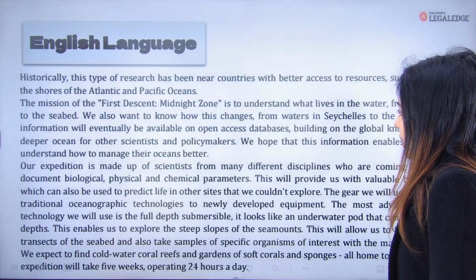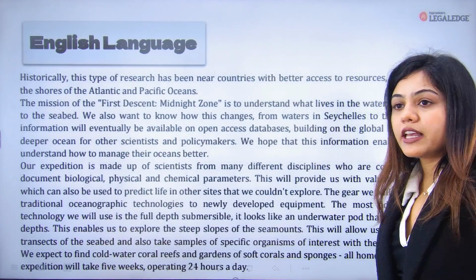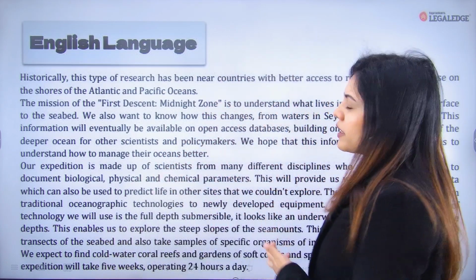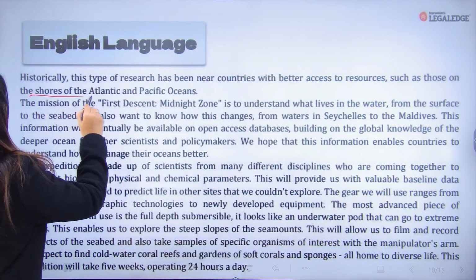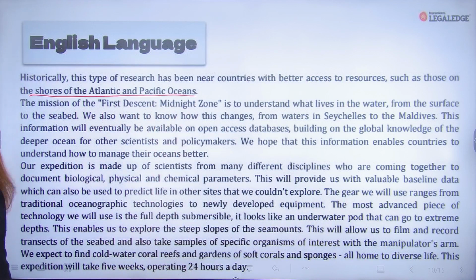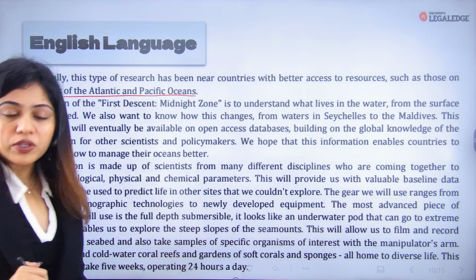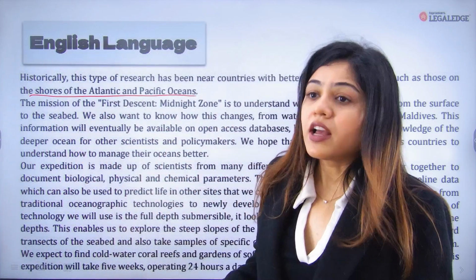Now, taking you back to the passage, we get to know that the reason behind this mission is because they want to deep dive into the ocean. They want to explore what is unexplored. Now, historically speaking, this type of research is usually done in countries that already have access to resources. Okay? Such as those who are at the shores of the Atlantic and Pacific Oceans. So this is kind of, I would say, a novel idea which Seychelles and Maldives have undertaken.